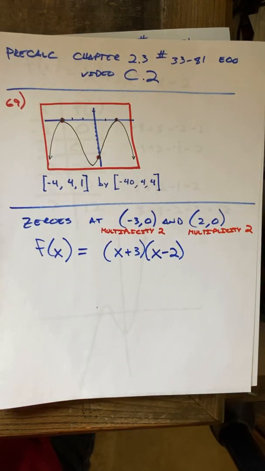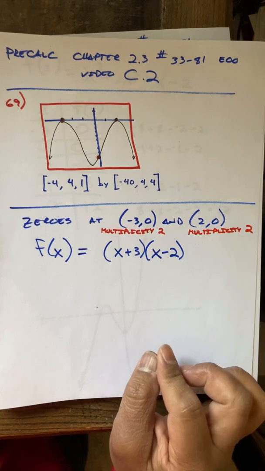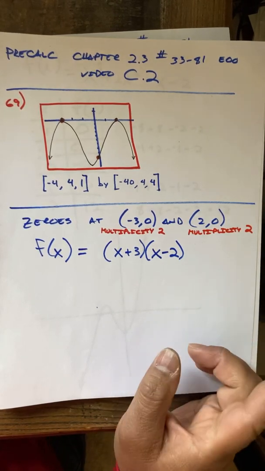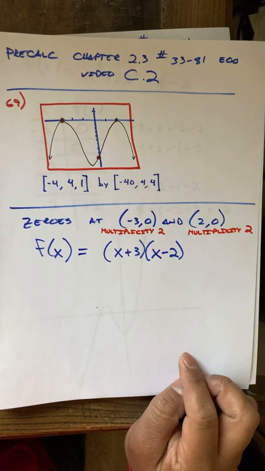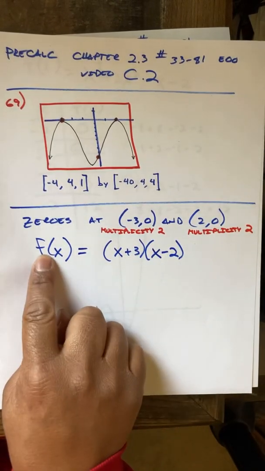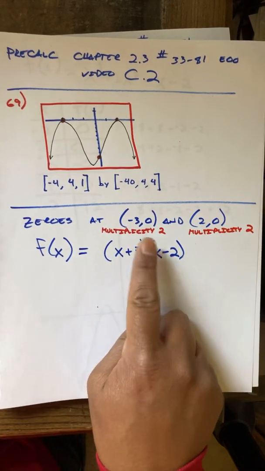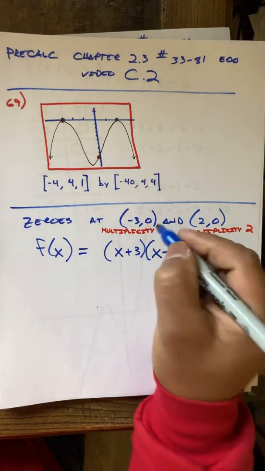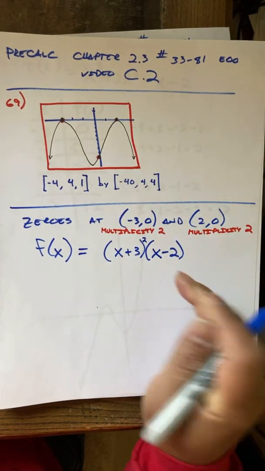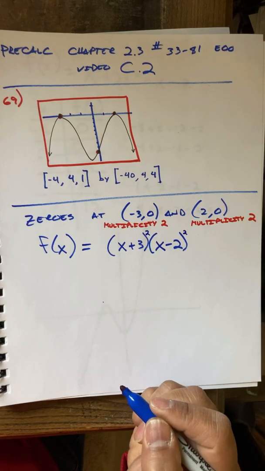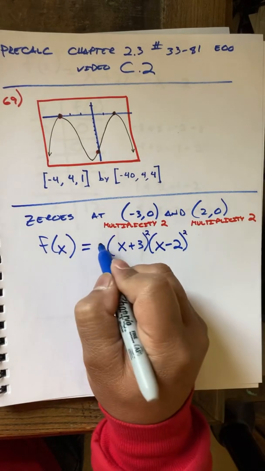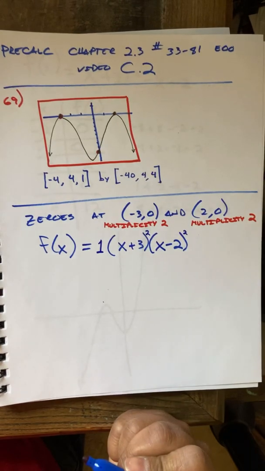In all honesty, it could have multiplicity 4, 6, 8, and any other even number. But because the instruction says keep the degree as small as possible, the smallest even number is in fact 2. Now my function is going to have this as a factor because of the multiplicity 2. I'm going to put a squared right here, and I'm also going to put a squared right here. And it says make the leading coefficient 1. There's my 1 right there.